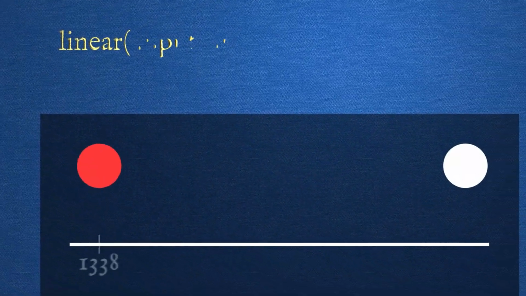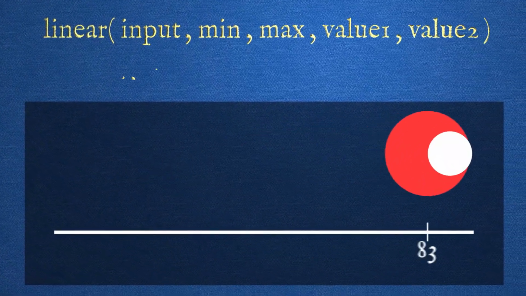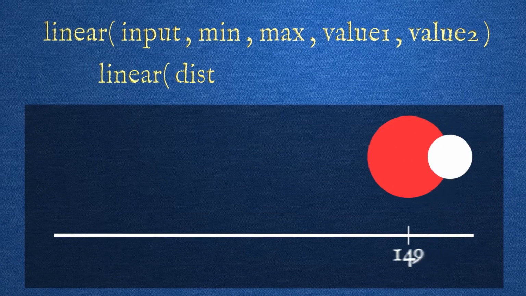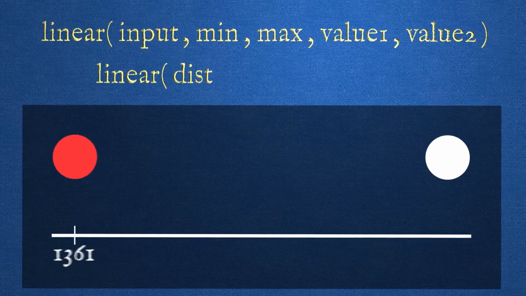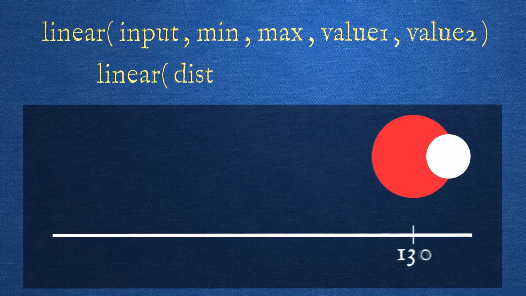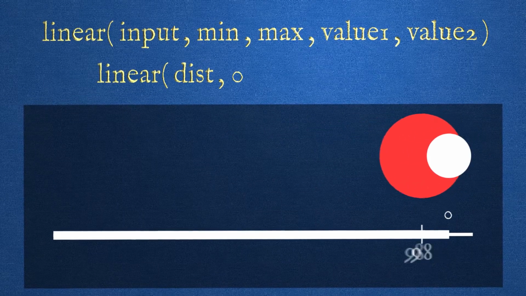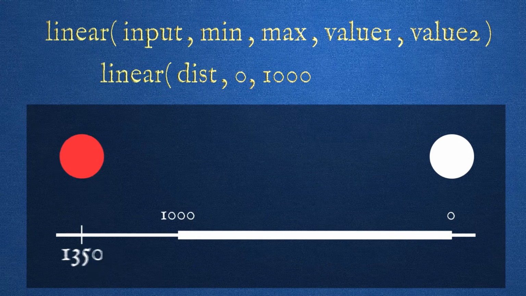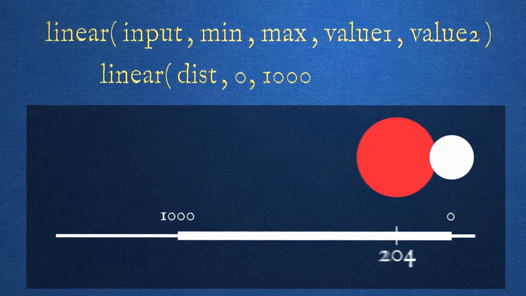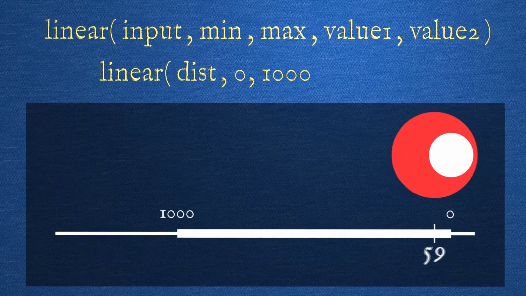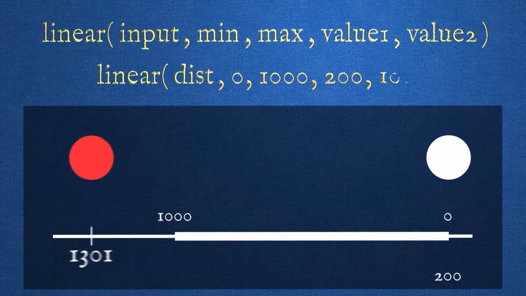The interpolating expressions take 5 values. The first is going to be your input, so for our circle example, it would have been the distance between the circles. The next two are the minimum and maximum value of your input range. So again, from our example, the minimum distance was 0 and the maximum distance was 1000. Now, the last two values are what the input min and max are going to be converted or interpolated to, which from our example was 200 and 100.